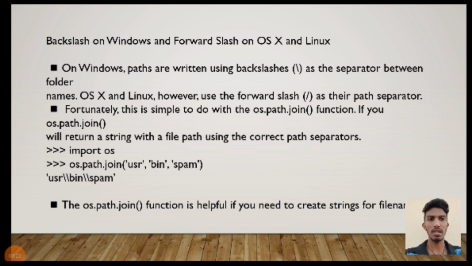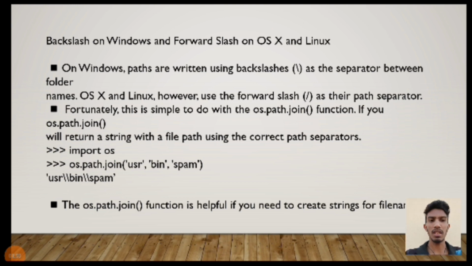Backslash on Windows and forward slash on OS X and Linux. On Windows, paths are written using backslash as the separator between folder names. On OS X and Linux, however, the forward slash is the path separator. Fortunately, this is simple to do with the os.path.join function. os.path.join will return a string with a file path using the correct path separator.